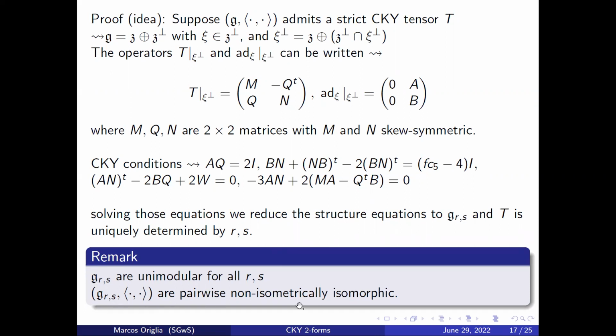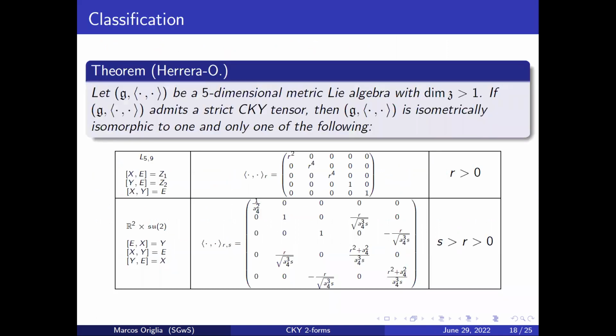One observation is that all these Lie algebras are unimodular, and they are pairwise not isometrically isomorphic, right? But again, we have two parameters, R and S, in the Lie bracket, and one fixed metric. We prefer just to see the Lie algebra with the family of metrics. So we did exactly the same as in the previous case. We put everything in one fixed basis, just to see how many Lie algebras in dimension 5 we have, and this is the final result of the classification.